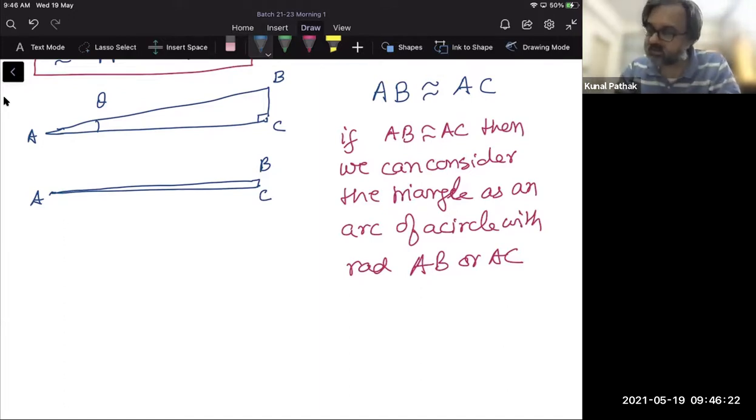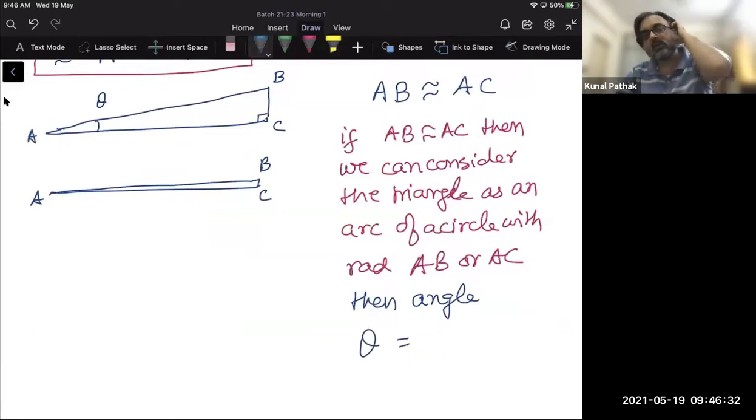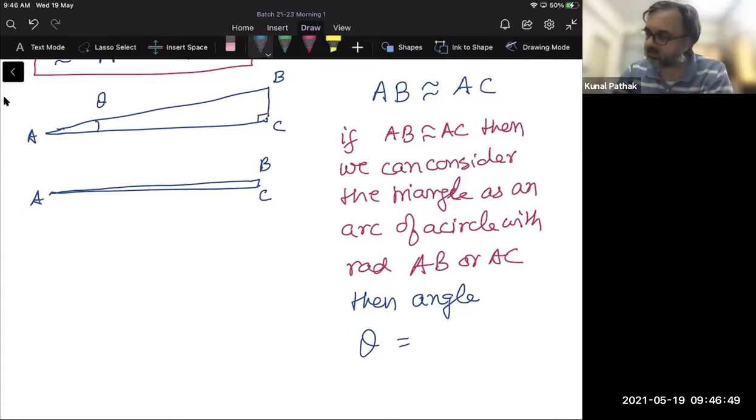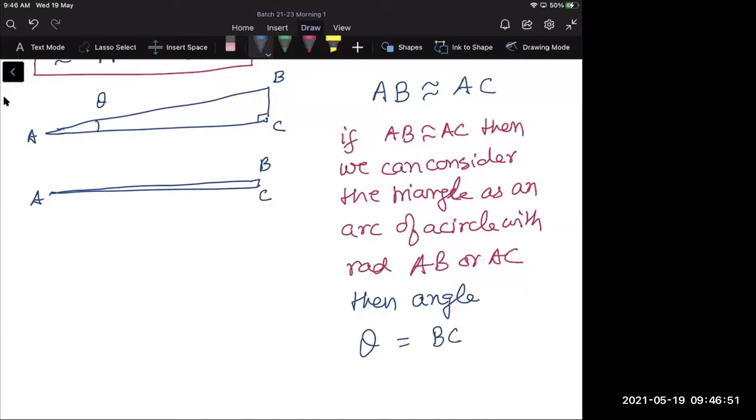And if this is the case, then angle theta can be written as what? Angle theta can be written as arc upon radius. So what will be the arc in this case and what will be the radius in this case? Sir, BC would be the arc and radius be AB. So BC is the arc, right? Very small, but it is the arc.